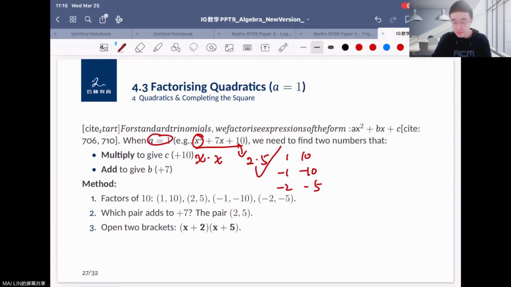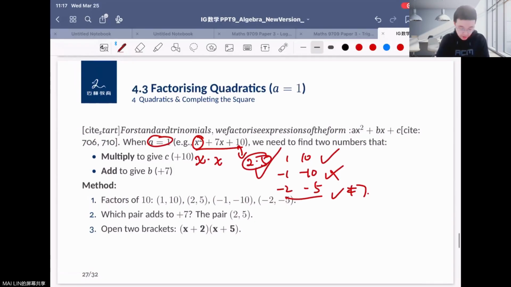If you have 1 and 10, 1 plus 10 is 11. And negative 1 plus negative 10 is negative 11, so we cannot choose those. And negative 2 with negative 5 adds together to negative 7, not 7. So we can only choose 2 and 5.